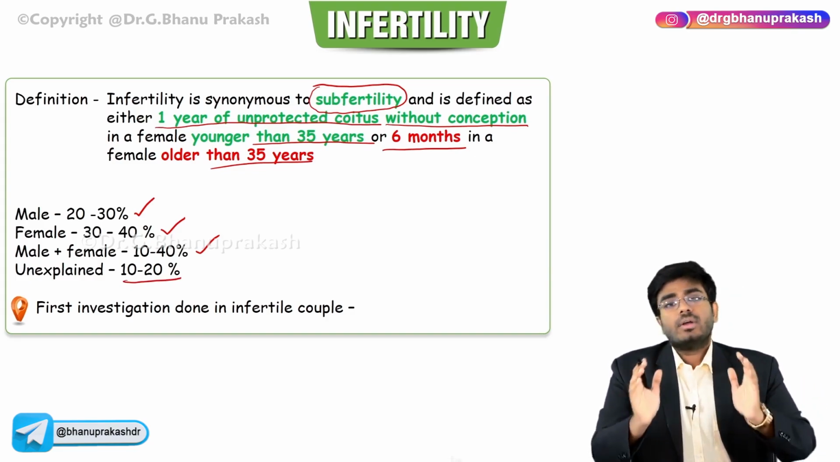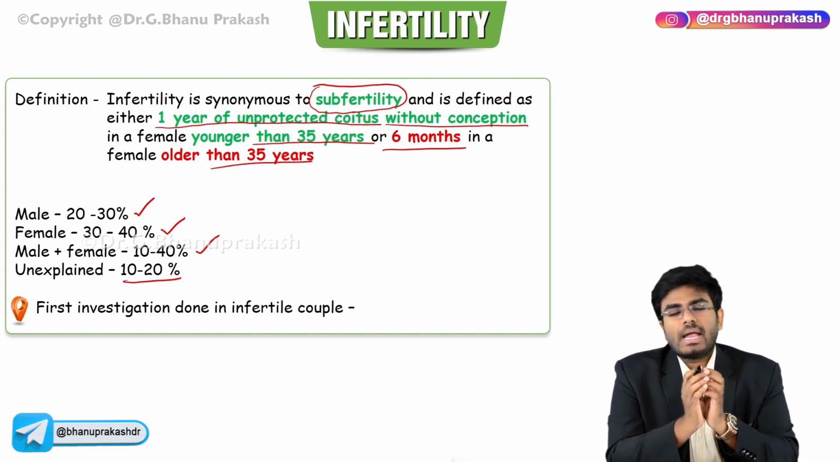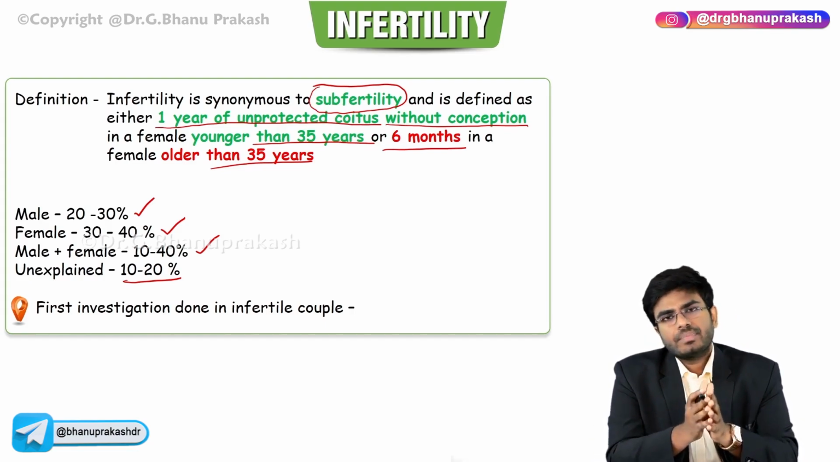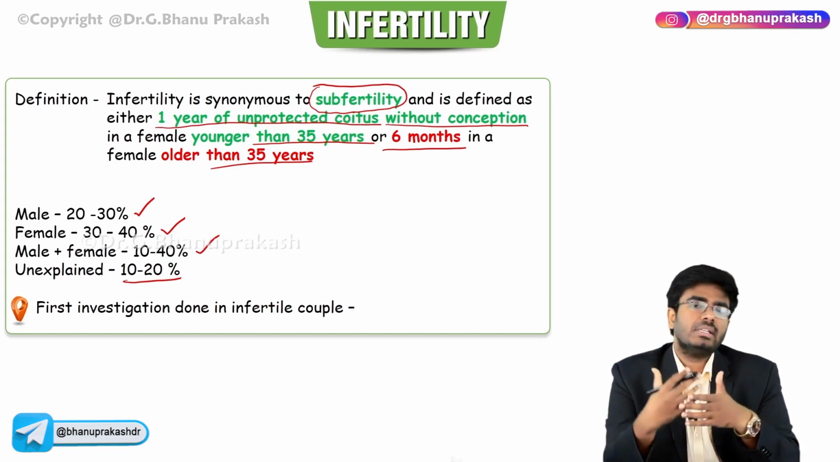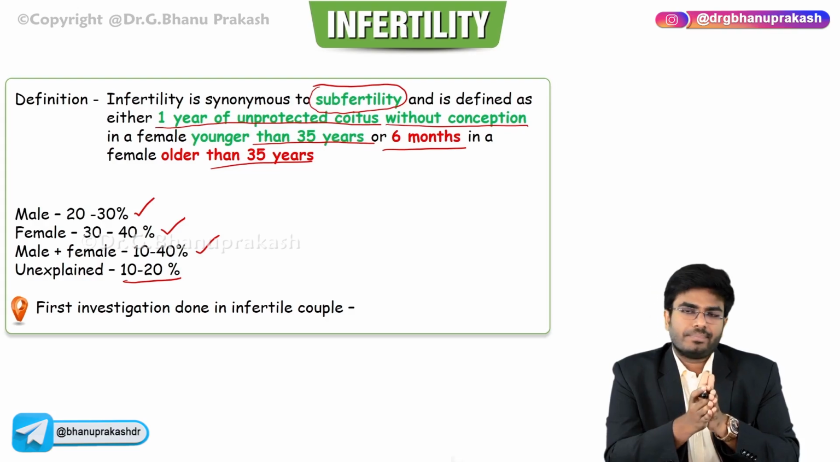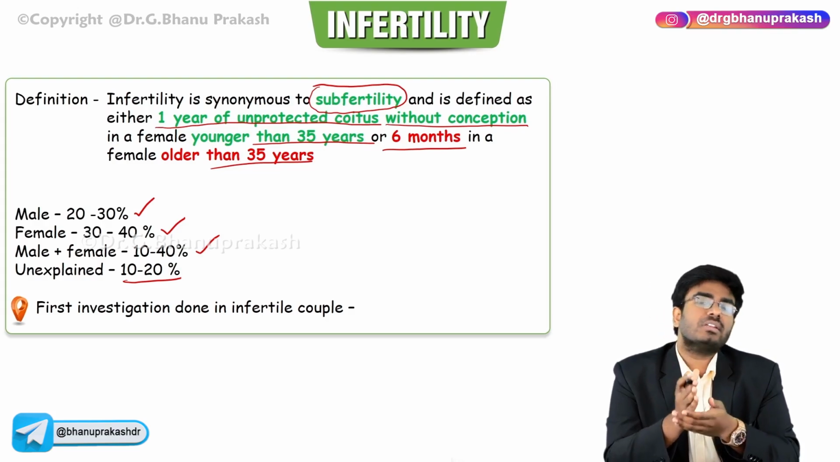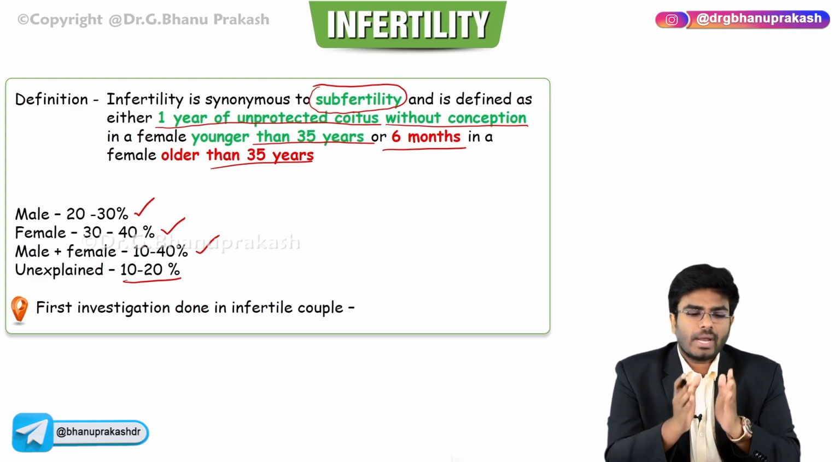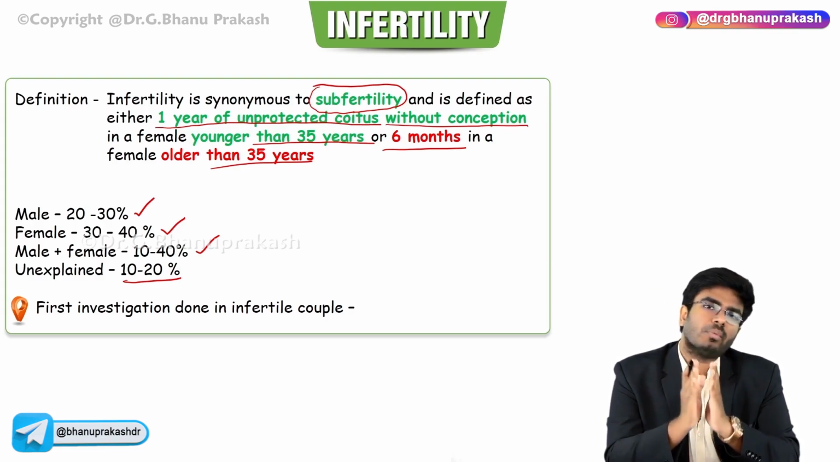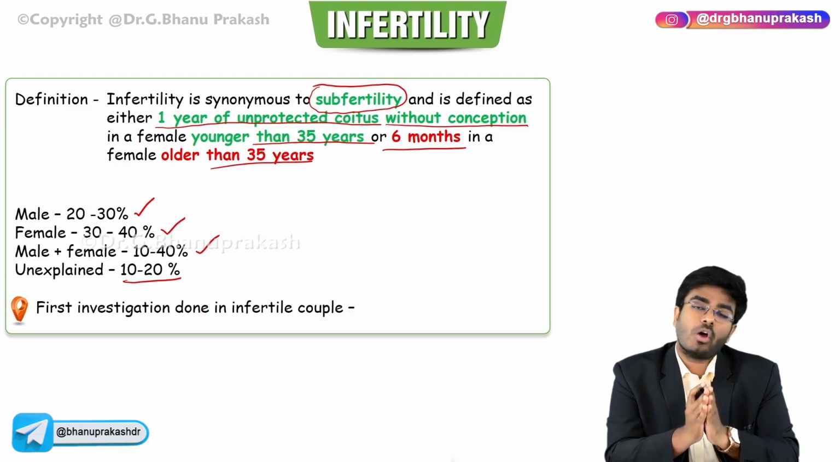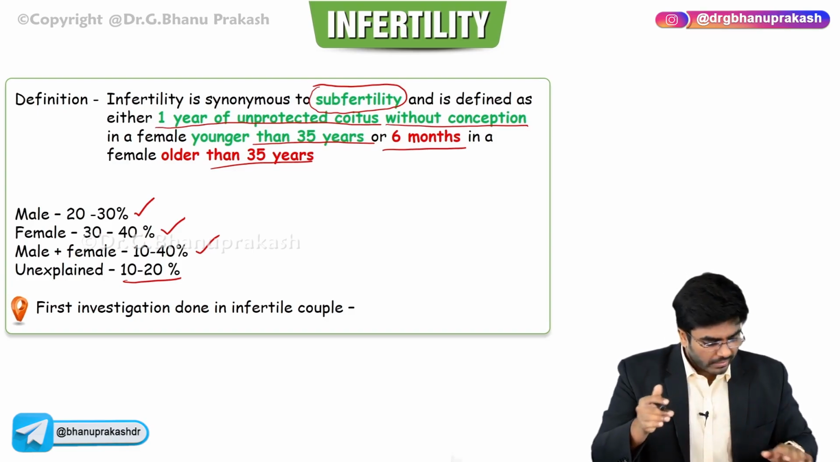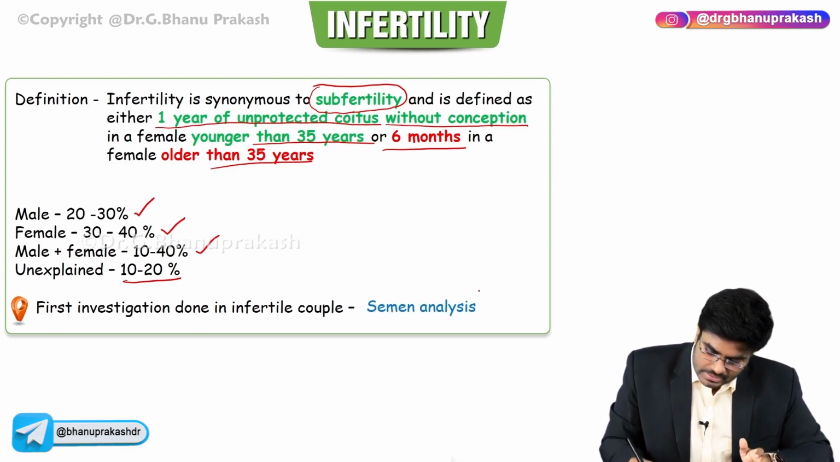Now, okay, there is this couple who came to you and they are saying, sir, we are trying unprotected sex for the last 1 year, but still we are not conceiving. Now what is the first investigation you will be doing? See, there might be a problem with the male partner or there might be a problem with the female partner, but what is the first investigation to be done in a couple with infertility? The answer always is semen analysis. You have to start your investigations with the semen analysis.